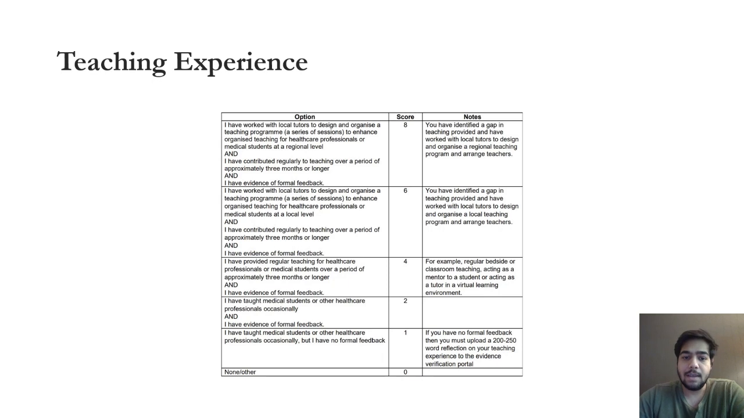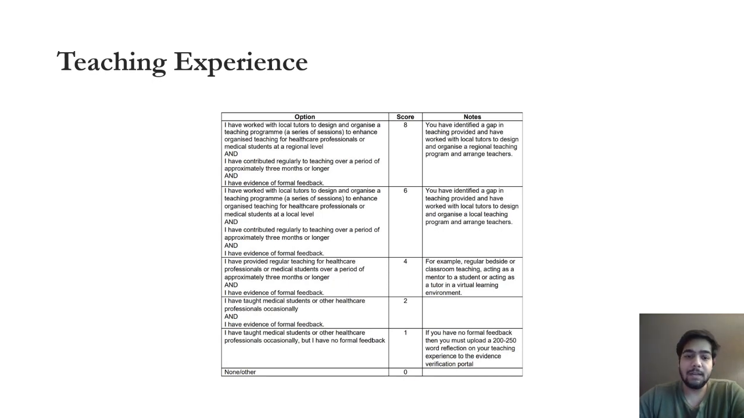If you have provided regular teaching for healthcare professionals or medical students over a period of approximately 3 months or longer, and you have evidence of formal feedback, but you didn't sit with the local tutors and organize the whole program, then you get a score of 4.